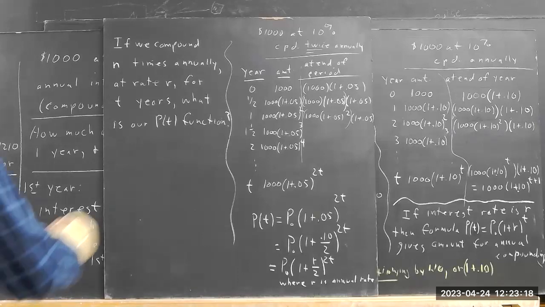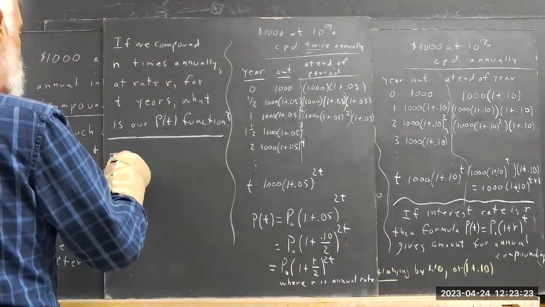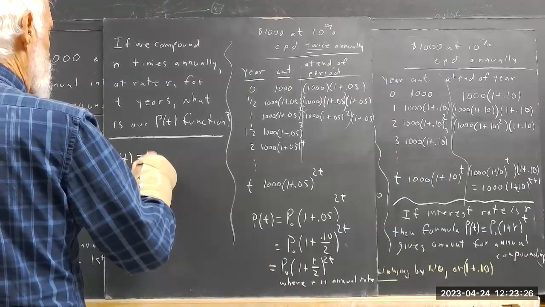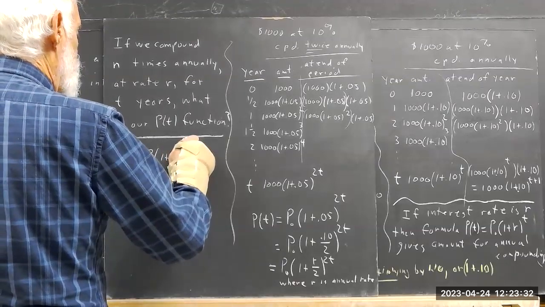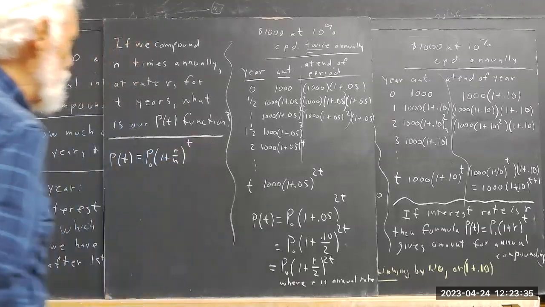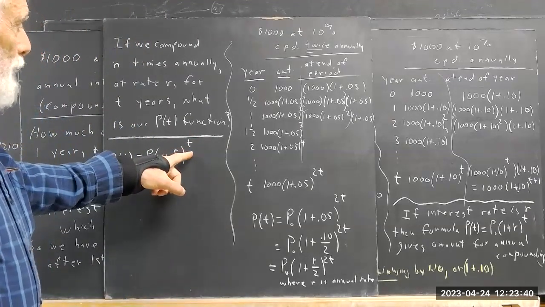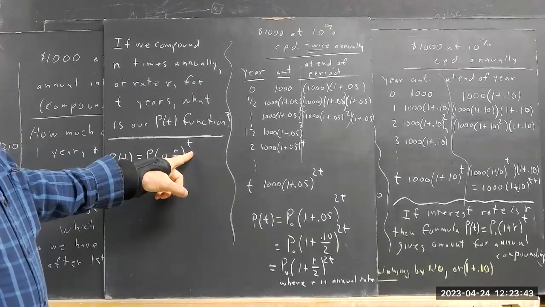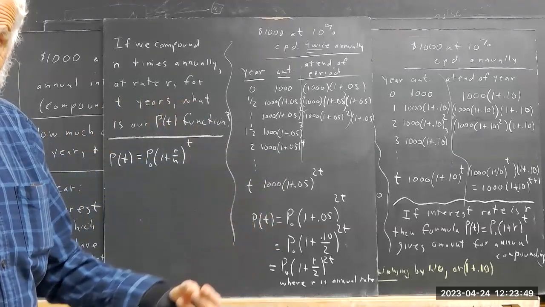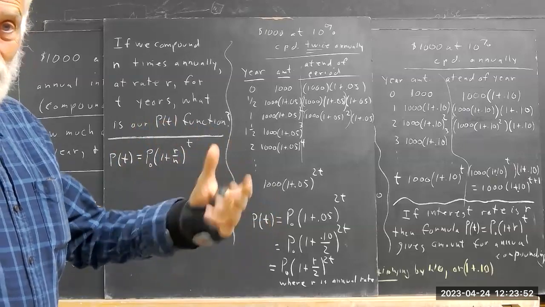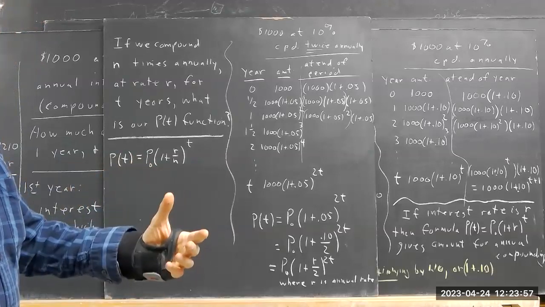Okay, so we came up with a very good expression that is modeled on this: P of T equals P naught times 1 plus R over N to the T. And that's good, except that we compound more than T times in T years. In 1 year, you're going to compound N times. 2 years, it'll be 2 times that. 3 years, it'll be 3 times that, and 12 years, it'll be 12 times that. Well, in T years, it's going to be N times T.